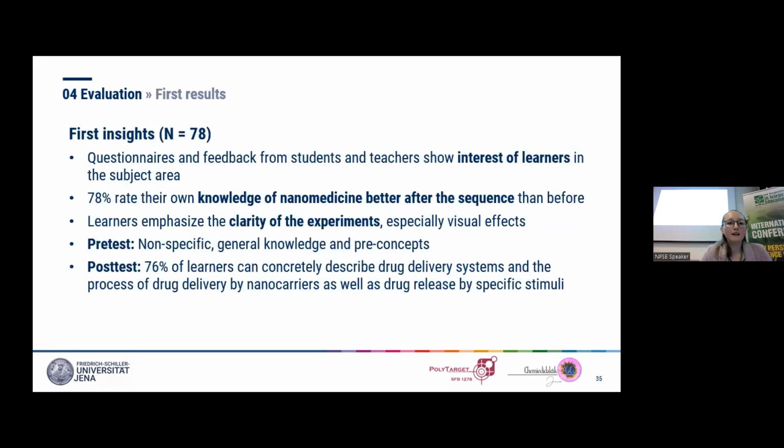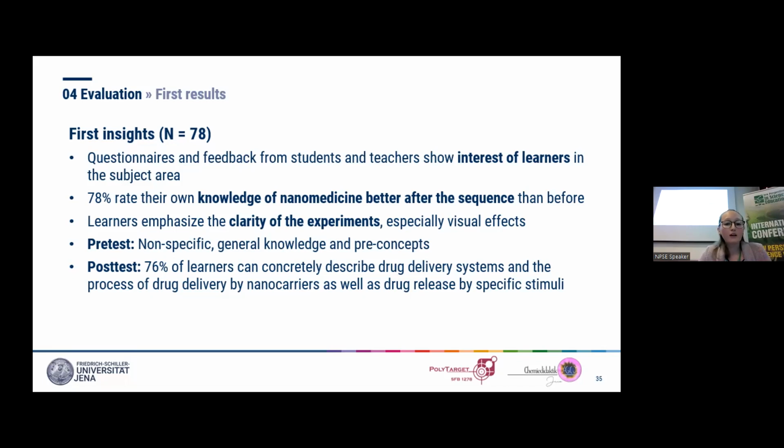First insights of the evaluation show us that the interest of the learners in the subject is there. Therefore, we use, on the one hand, the oral and written feedback from the teachers and the students, and we have developed a questionnaire in a so-called pre-post design. 78% of the students rate their own knowledge of nanomedicine better after the test series than before. In addition, the learners emphasize the clarity of the experiment and especially the visual effects.